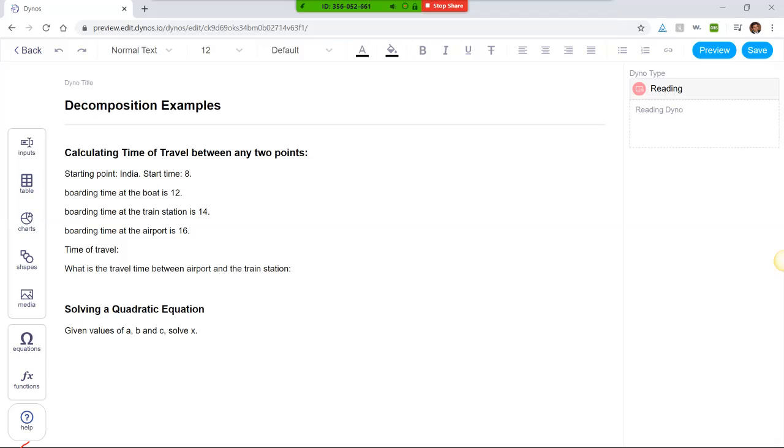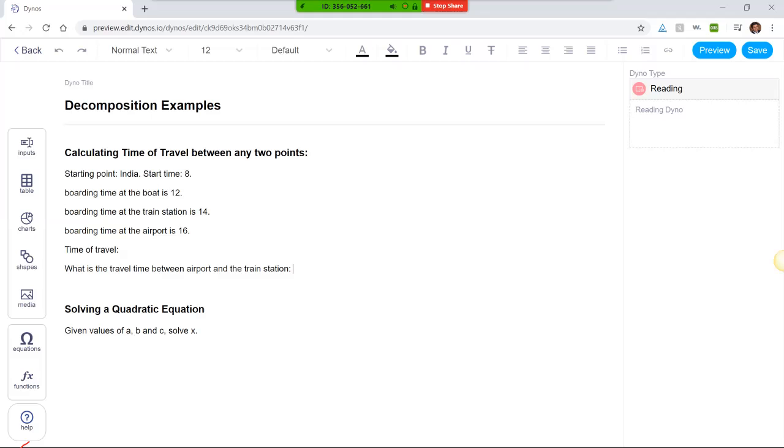8 hours, right? So can you use decomposition and try to break this down into multiple pieces? Yes. Okay, how do you do that? Explain to me. You could first figure out how much time it took from India to the boarding time, and then from the boat to the train station, and then from the train station to the airport. Excellent. That is decomposition, exactly.